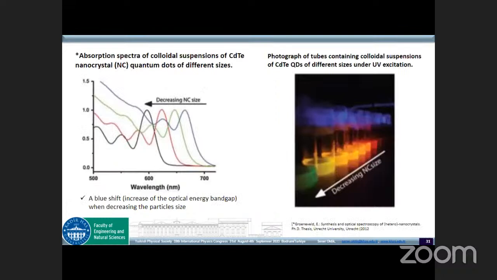This is one picture I took from a PhD thesis in 2012. These are cadmium telluride quantum dots. When they are excited with UV, you can see that as the nanocrystal size decreases, the color changes significantly. As you can see from the graph on the left, of wavelength as a function of absorption, the nanocrystal size is directly related to the band gap.